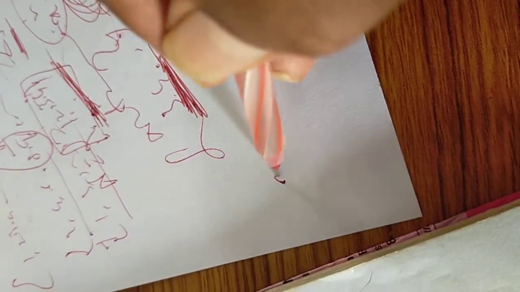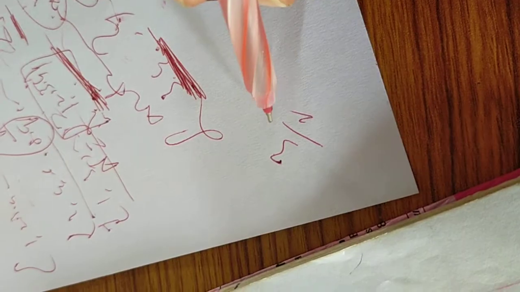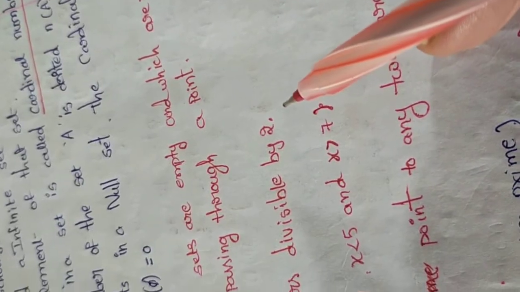The set of odd natural numbers divisible by 2. Suppose 3 is divisible by 2? Not. 5 by 2? Not. 7 by 2? Not. Is any possible? No, so it is an empty set. No elements.